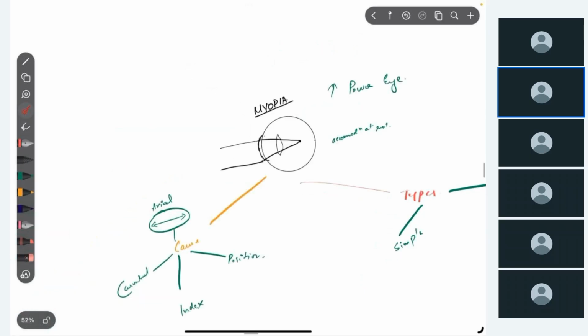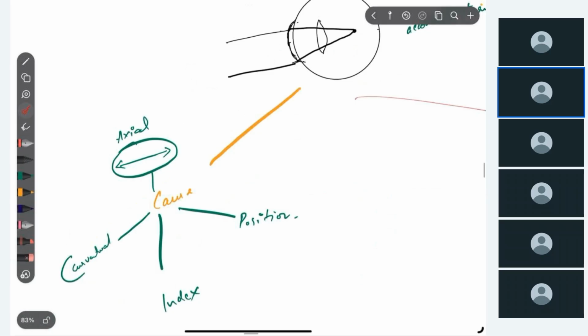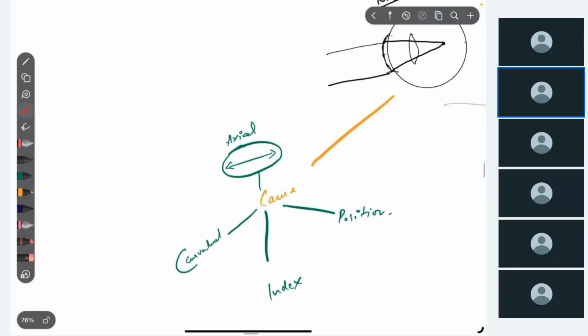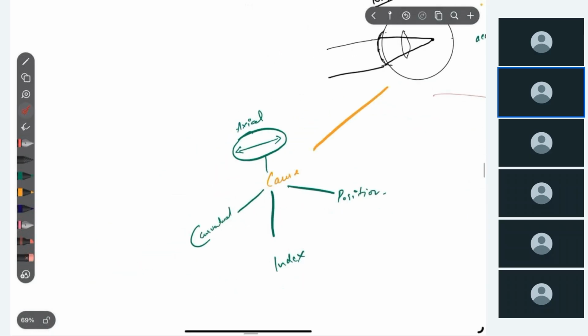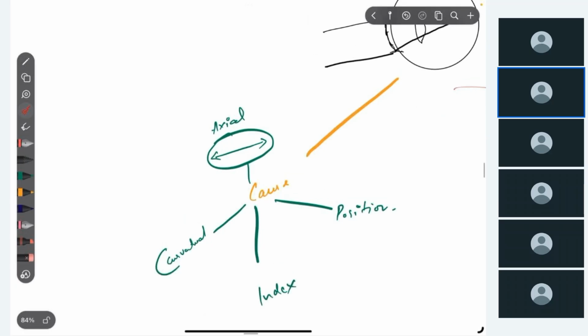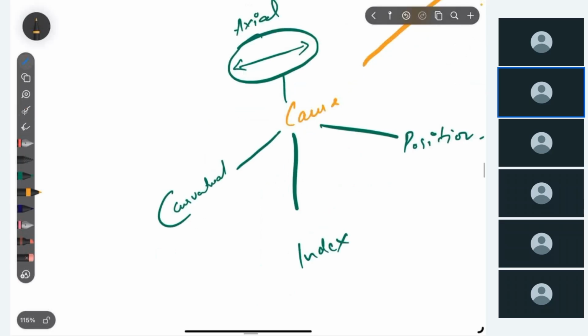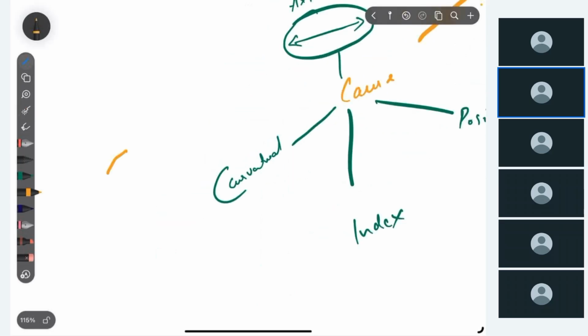The causes for which, again, you can make out if you have listened to the initial explanation on how power is affected by different aspects. Myopia is nothing but an increase in the power of the eye. If you want to increase the power of the eye, what are the various ways you can do it? You can increase the curvature of the cornea, or you can increase the curvature of the lens.